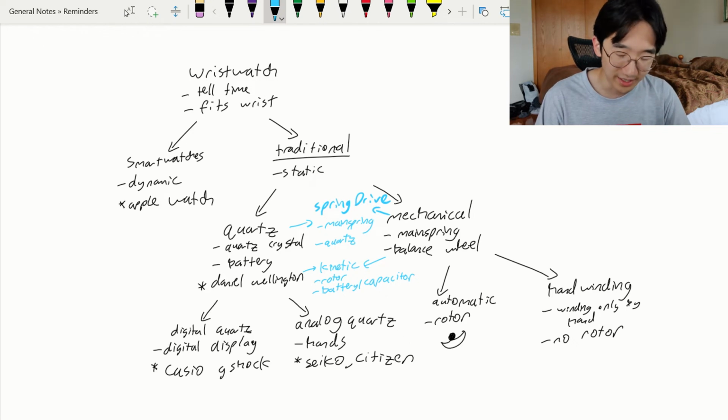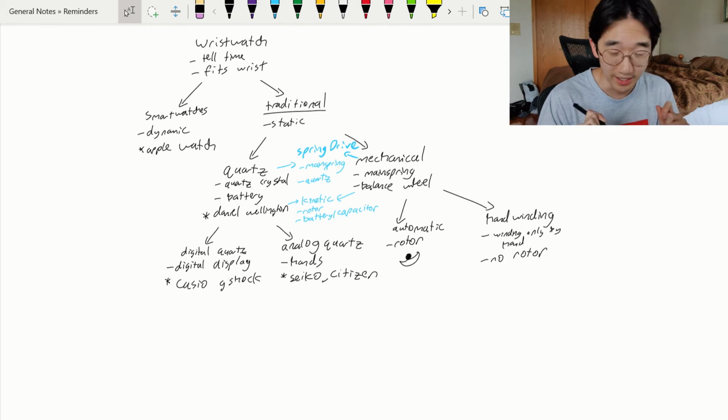And it's, interestingly enough, the spring drive and the kinetic movement are Seiko movements. So you can see like Seiko was trying to innovate, you know, trying to borrow some elements from mechanical watchmaking, combine it with some quartz watchmaking. So that's spring drive and kinetic.